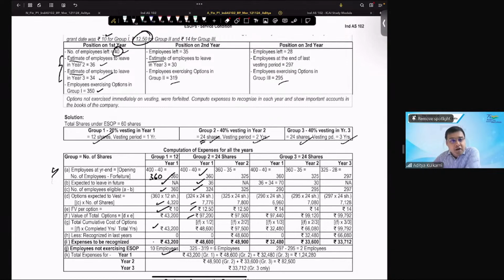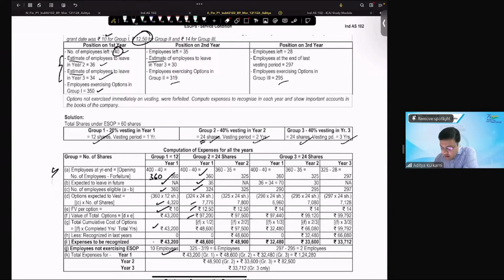See, 360, I expect further 36. Estimated is included. That's right. Estimate is included. अगले साल भी कितने लोग जाएंगे? 36 are going to go. I am estimating 36 to go in the next year.